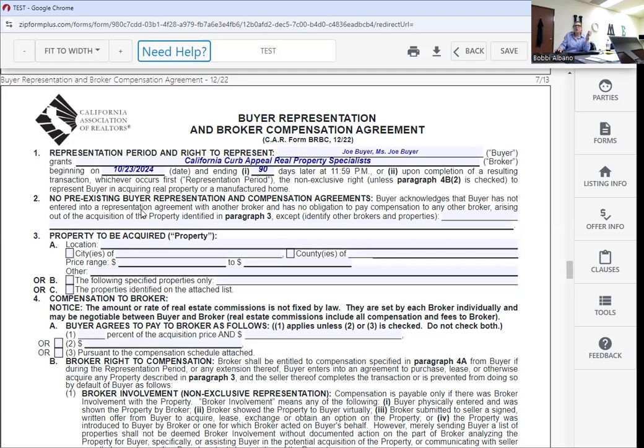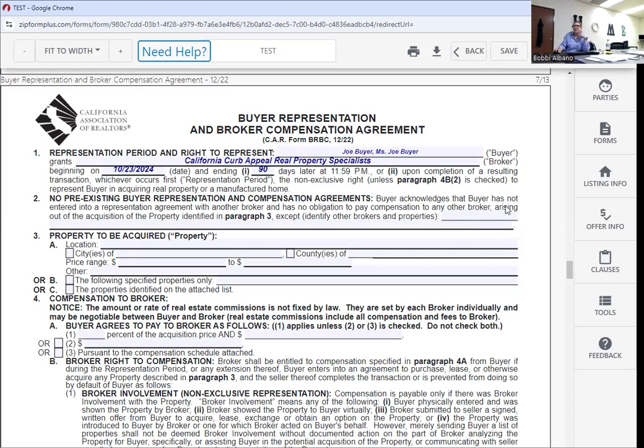So the next question, no pre-existing buyer representation and compensation agreements. So you want to make sure that the buyer hasn't already signed something with another agent. That can easily be done by just asking, have you signed anything with another agent? Now, if they say yes, that's something you're going to have to talk through. You're going to need to see a copy of it and see if the representation period has expired, or if the terms, so whatever properties are listed on that agreement, you want to make sure that they don't conflict. Whatever you're working with that buyer on does not conflict with the other agreement. So you do need to see a copy of it.